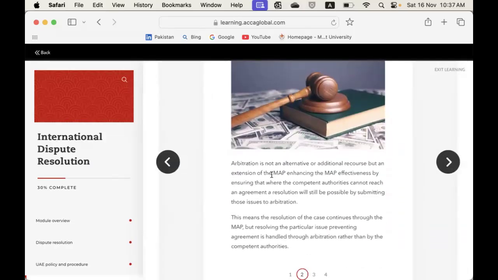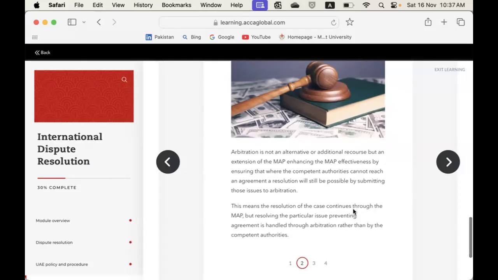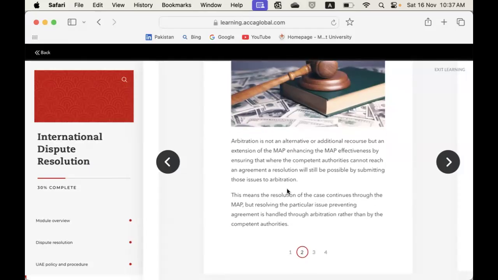Arbitration and MAP. Arbitration is not an alternative or additional recourse, but an extension of the MAP, and MAP means mutual assistance procedures, today's topic. It enhances MAP effectiveness by ensuring that where the competent authorities cannot reach an agreement, a resolution will still be possible by submitting the matter to arbitration. So naturally, if MAP is not able to address it, then it goes to arbitration. This means that the resolution of the case continues through the MAP, but resolving the particular issue preventing agreement is handled through arbitration rather than by competent authorities.